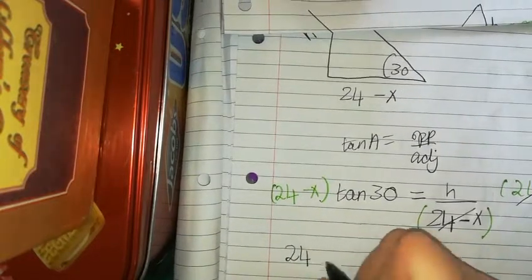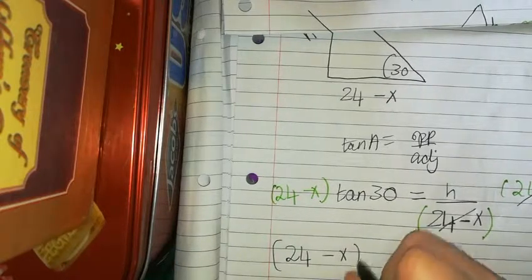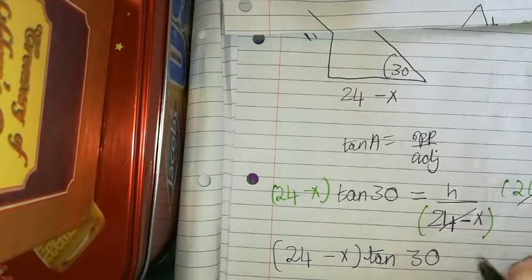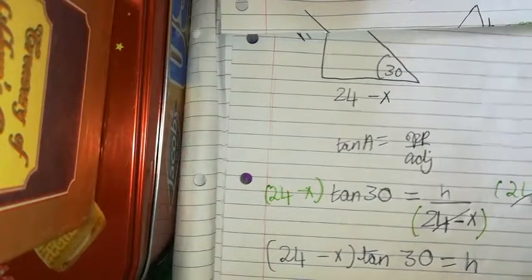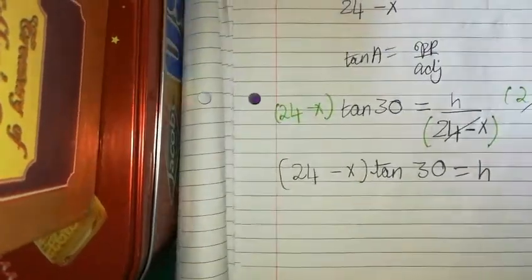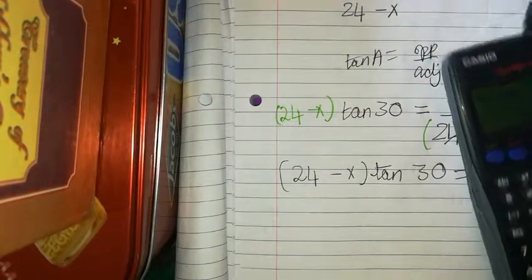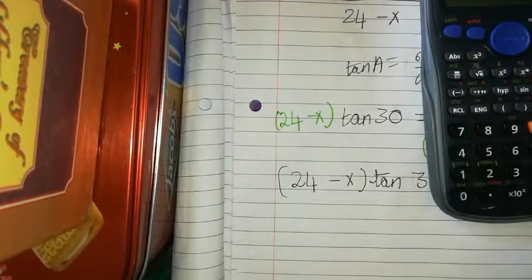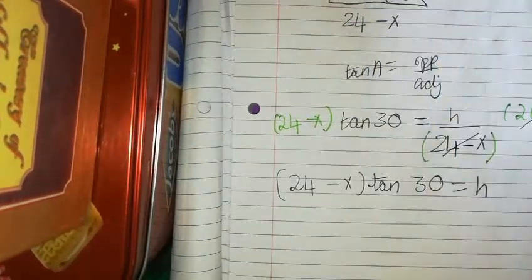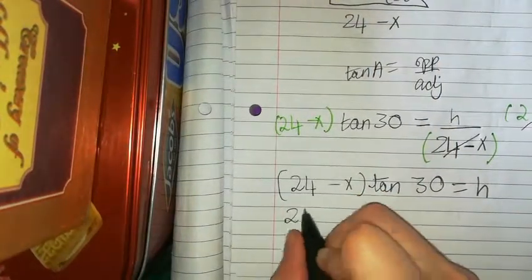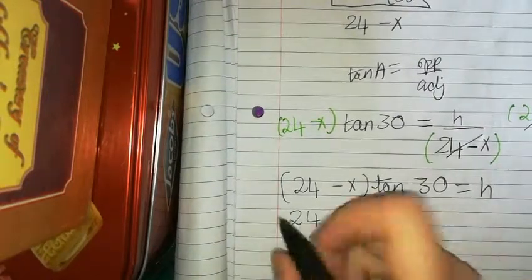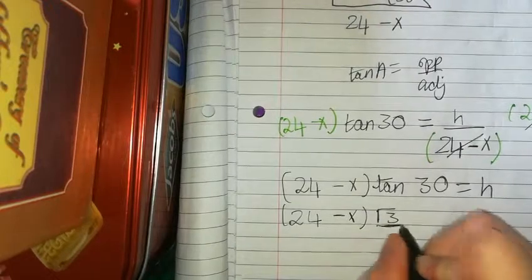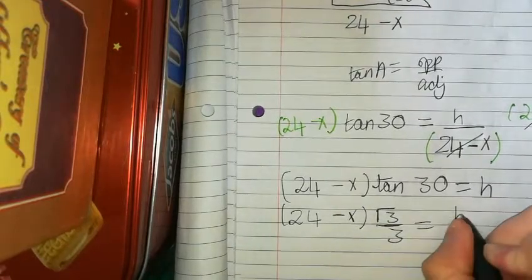So 24 minus x, and that's all multiplied by tan 30, and then that's equal to h. And now I'm just going to see if I can work out what tan 30 actually is, say if it works out kind of neatly. So tan 30, and I get root 3 over 3. So 24 minus x, and that's all multiplied by root 3 over 3 is equal to h.